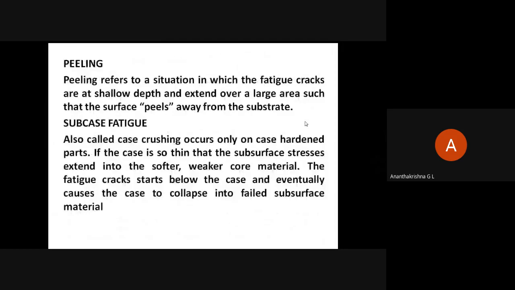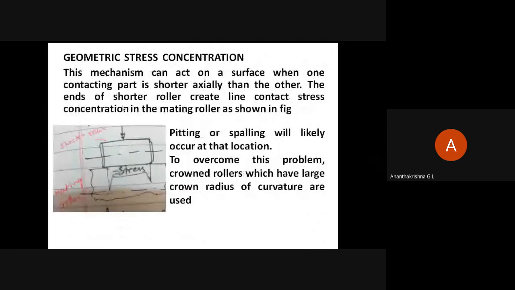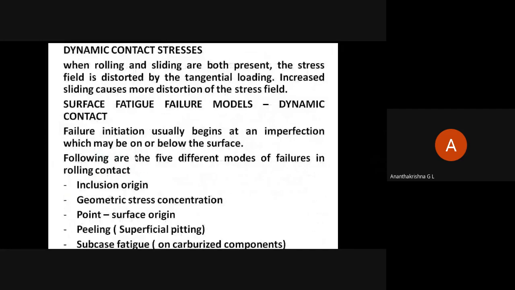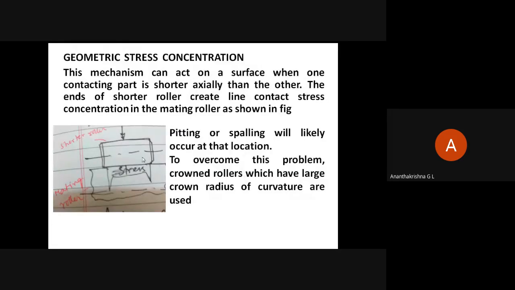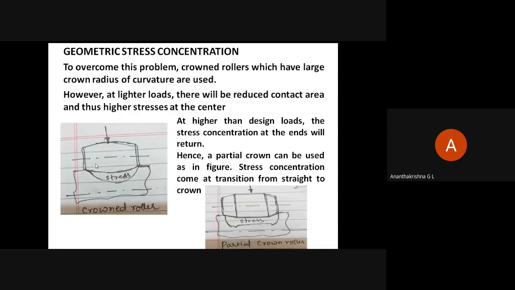So in the previous class, what we saw was the dynamic contact stresses. In that we went through inclusion origin, geometric stress concentration. So in geometric stress concentration, what will happen if there's a line contact? To overcome the problem of the stress concentration, it is converted into a crowned roller, correct? Again at the edges there was a stress concentration. Again to overcome, a modified crown, a partial crown was made.